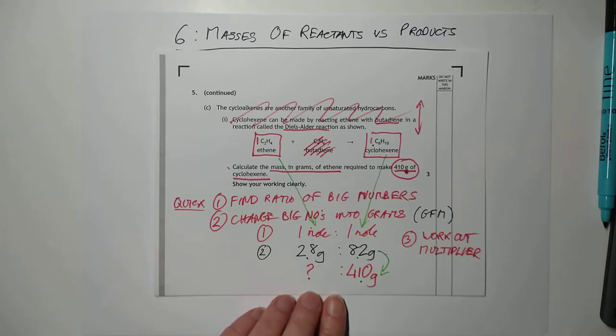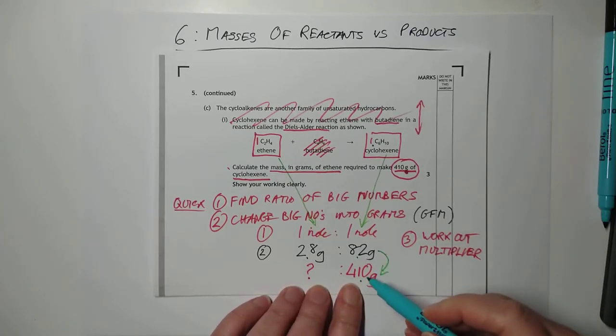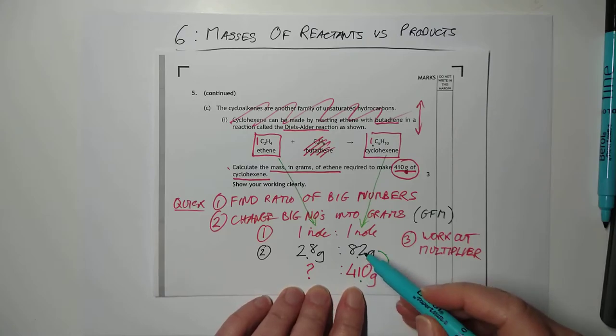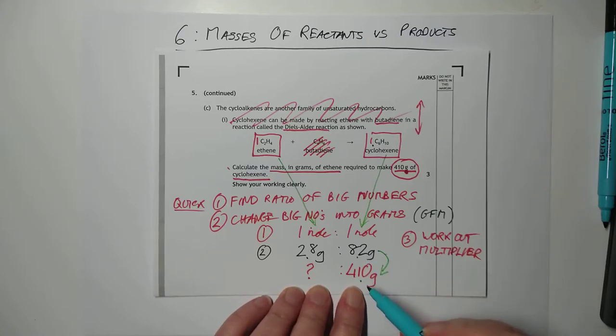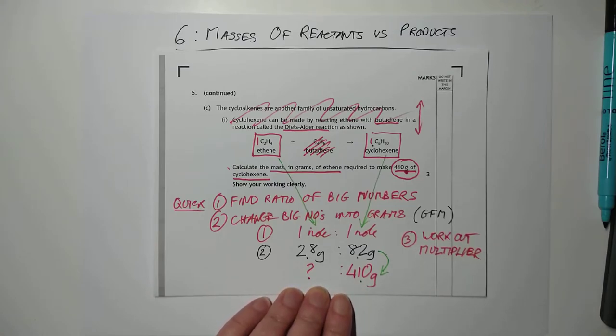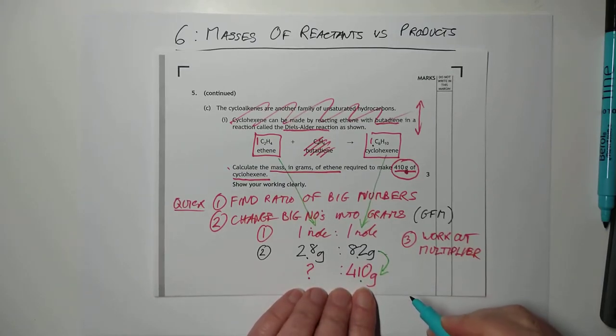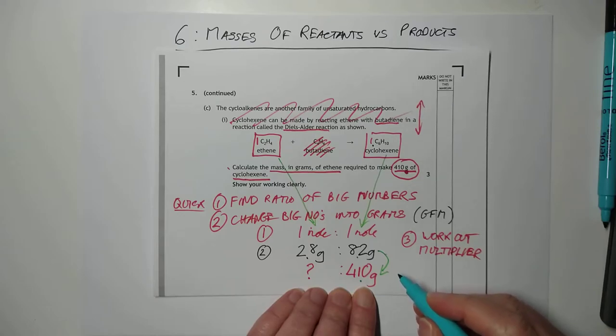Have we divided it by 2? No. Have we multiplied it by 2? No. Have we divided it by 10? No. Have we multiplied it by 10? No, that would be 820. Oh, look. We're getting closer though, aren't we? I've only ever seen them use easy multipliers and dividers at National 5. It's a very different case at higher, but we're not there yet.